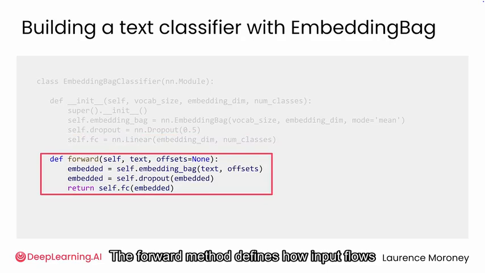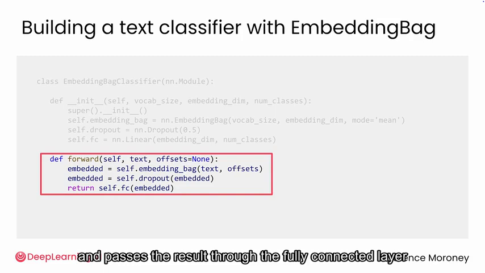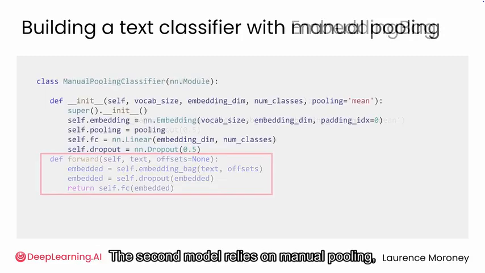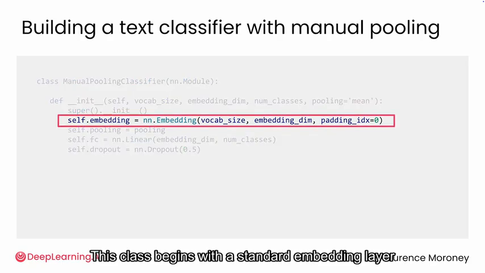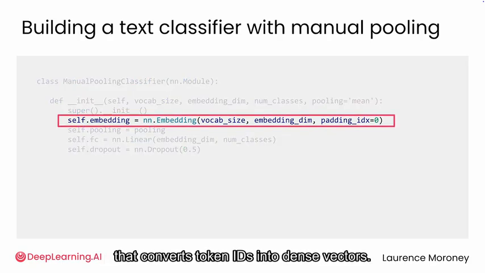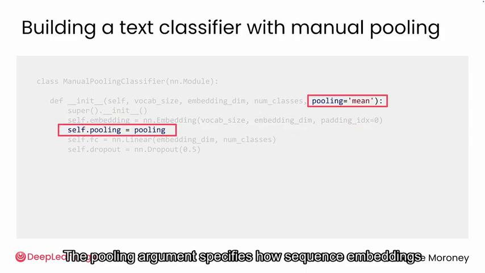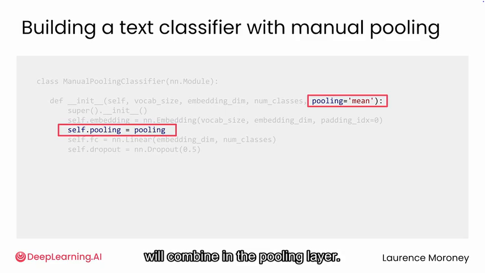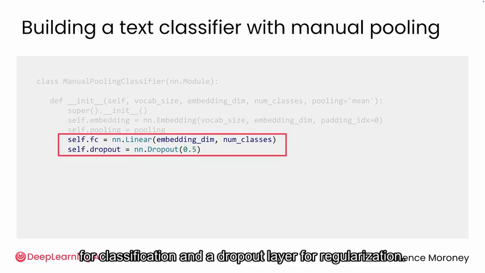The forward method defines how input flows through the model. It calculates pooled embeddings, applies dropout, and passes the result through the fully connected layer to generate class logits. The second model relies on manual pooling, sharing the same conceptual pipeline. This class begins with a standard embedding layer that converts token IDs into dense vectors. Setting the padding_idx parameter to 0 ensures that padding tokens will not affect training. The pooling argument specifies how sequence embeddings will combine in the pooling layer. The model also features a fully connected layer for classification and a dropout layer for regularization.